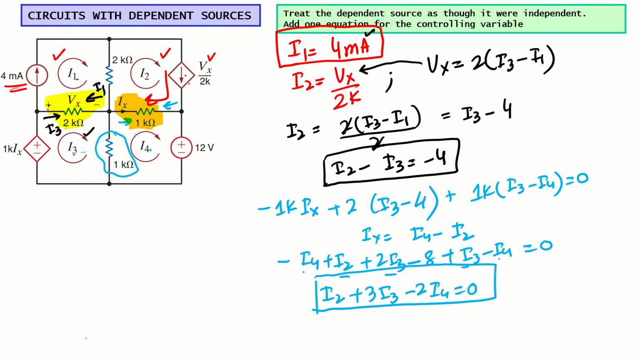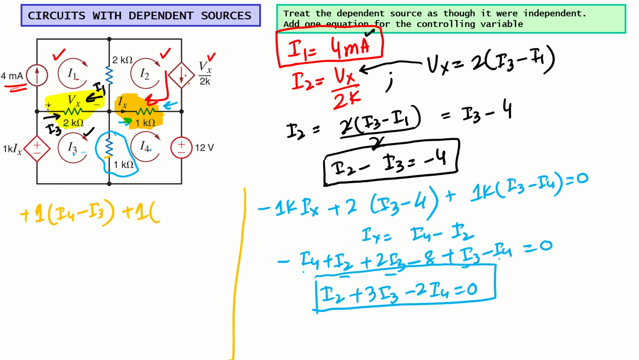So let's write the equation for this loop now. We can start again from anywhere, wherever you like. For example, if you start from here, that will be plus 1 I4 minus I3. Then here, this voltage drop across this one, so that again is 1.